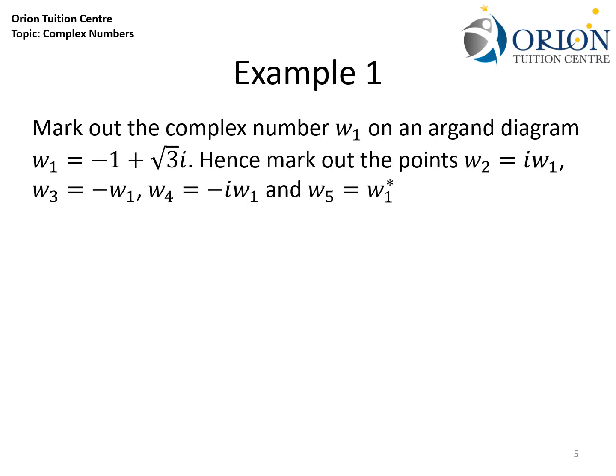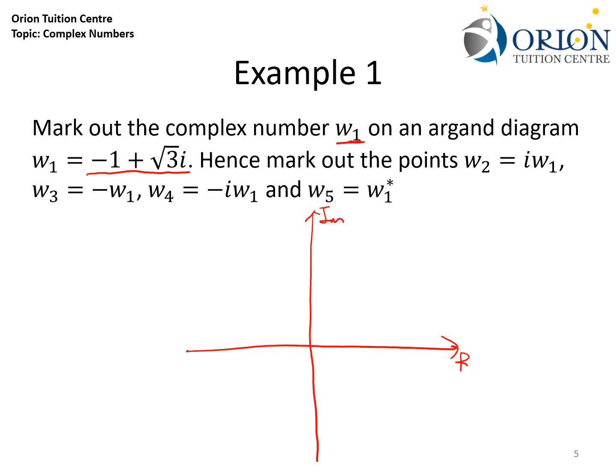In example 1, we have to first mark out the complex number w1, which is given by -1 plus square root 3 i on the Argand diagram. So we'll first draw out the axis, the imaginary axis here and the real axis here. -1 is somewhere here, square root 3 is somewhere here, and w1 will be this point.